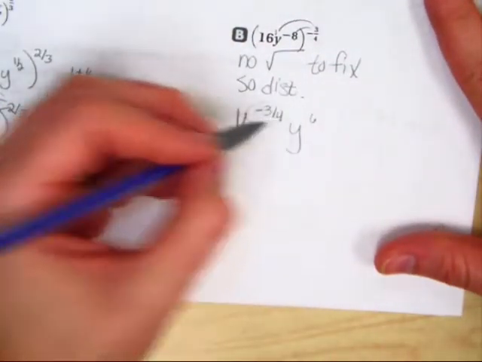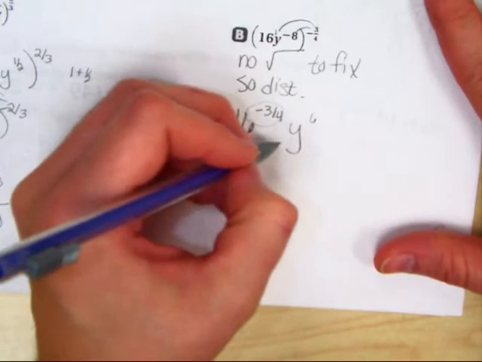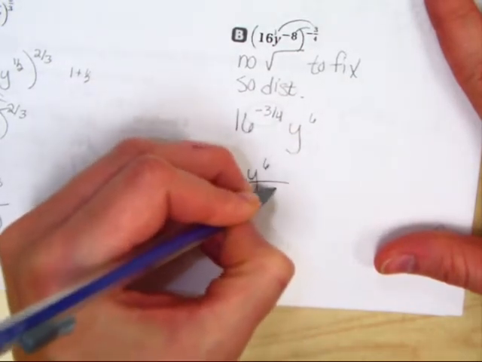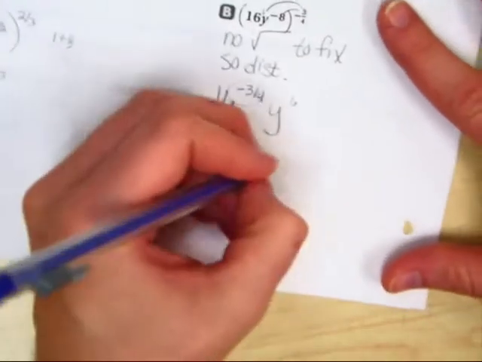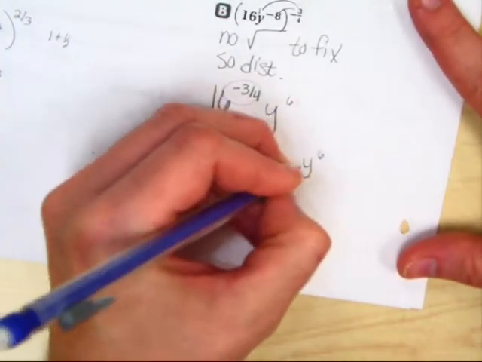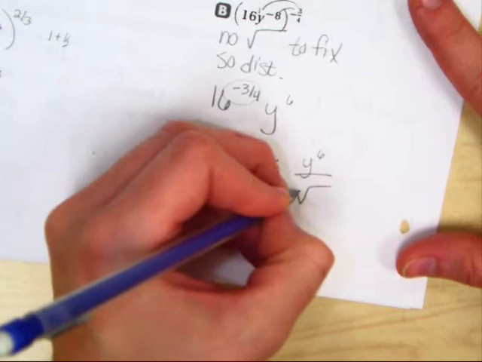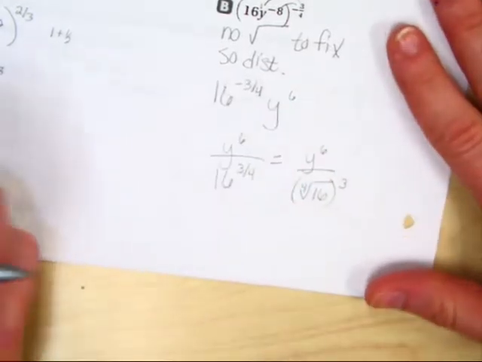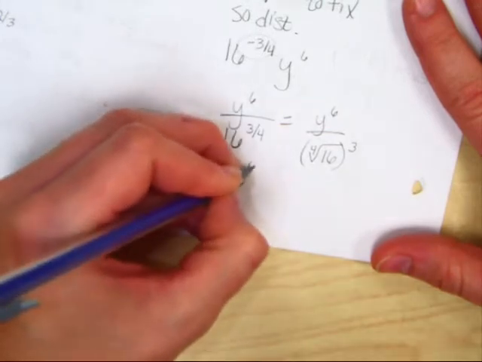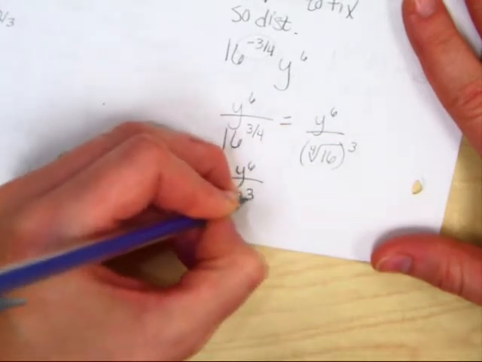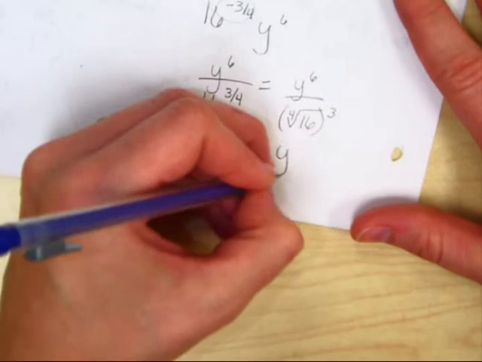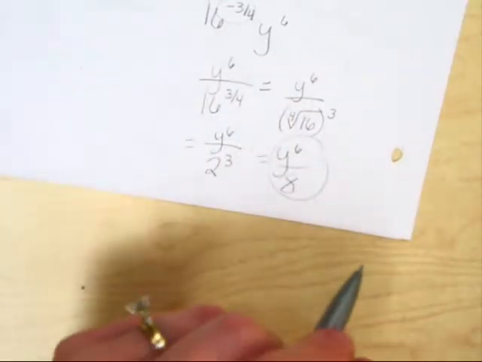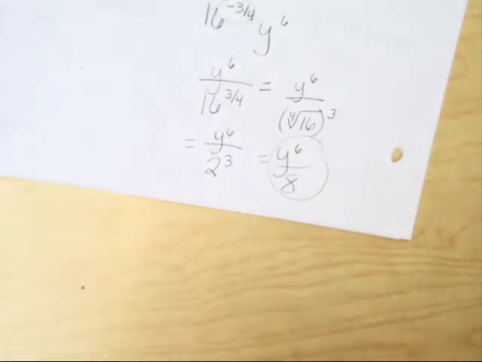Now we got to fix this. You ready? Y to the 6 stays on the top. 16 to the 3 over 4 goes to the bottom. Let's keep working. That's y to the 6, the 4th root of 16, but we're going to have to cube it. Ready? That's y to the 6 over 2 to the 3rd. That's y to the 6th over 8. Let's keep going.